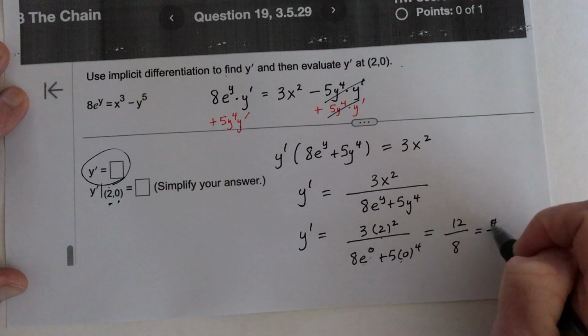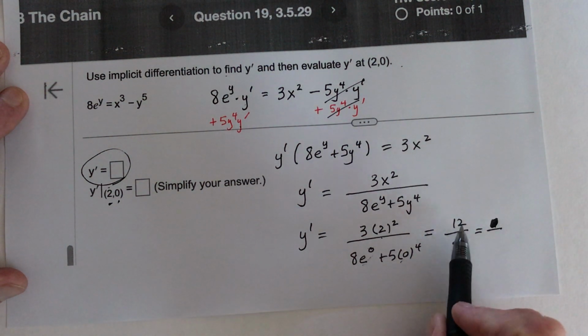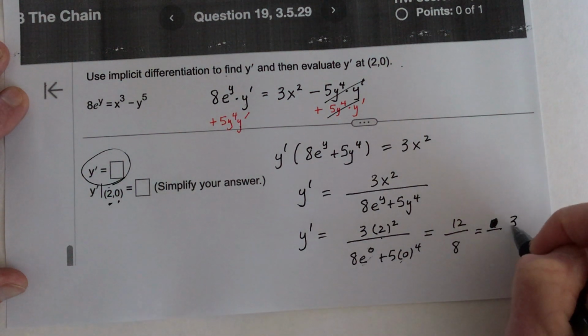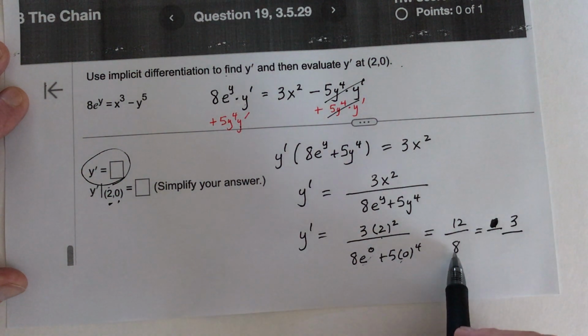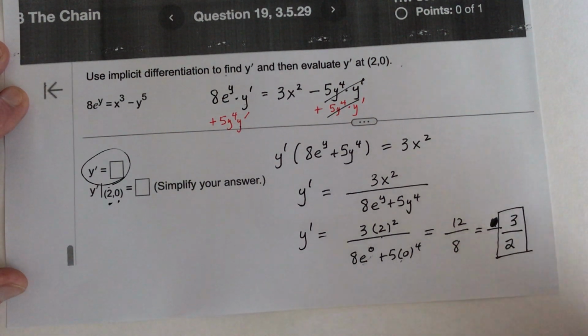Oops. I was talking at the same time. Hold on. You can divide this by 4 and divide this by 4. When you divide 12 by 4, that's 3. And when you divide 8 by 4, that's 2, so the answer is 3 over 2.